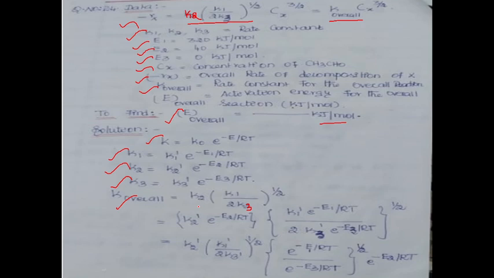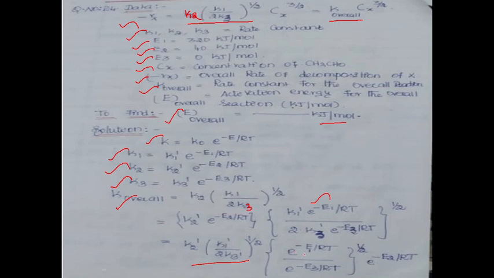Here, what is K2? K2 is given here. This is the expression: K2 dash into e power minus E2 by RT. Similarly K1 and K3. K1 is K1 dash into e power minus E1 by RT. K3 is 2 into K3 dash into e power minus E3 by RT, all power 1 by 2. So here K2 dash, then K1 dash power 1 by 2, divided by 2 K3 dash power 1 by 2. Take this outside: K2 dash into K1 dash divided by 2 K3 dash, power 1 by 2. This is the rate constant side.